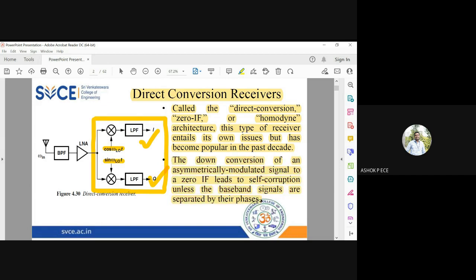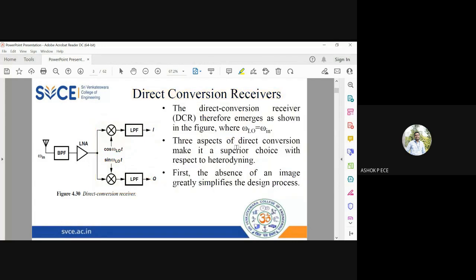We have seen that one drawback of zero IF is that the image and signal will be at the same frequency, which will lead to self-corruption. Unless you separate the bandpass signals by their phase, in-phase and quadrature phase, the image will always corrupt your signal, and there cannot be efficient reproduction of your baseband signal. That issue is always there in zero IF, or direct conversion, which is also called homodyne receivers.